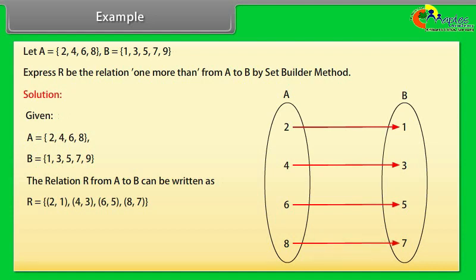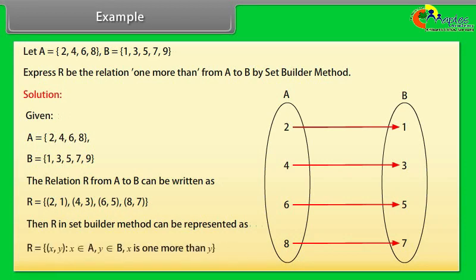(8, 7)}. Then R in set builder method can be represented as R = {(x, y): x belongs to A, y belongs to B, x is 1 more than y}. The visual representation of the relation is shown below.